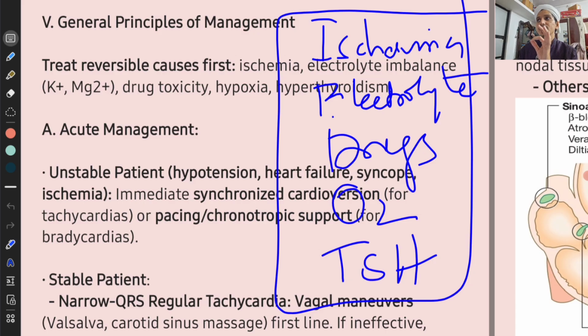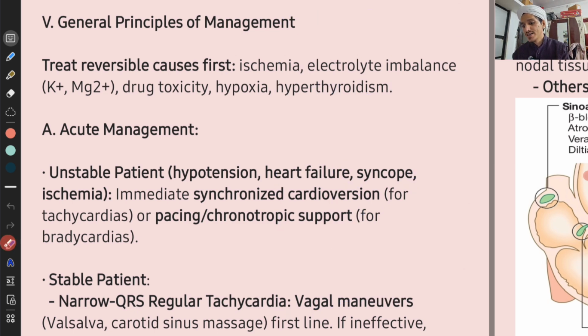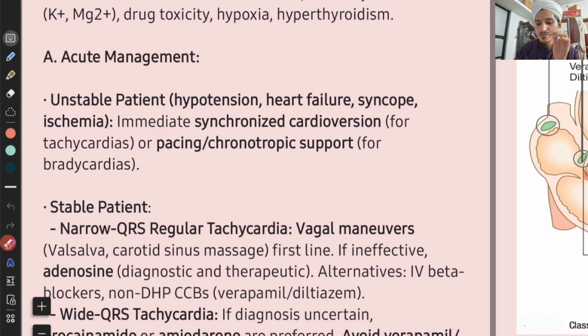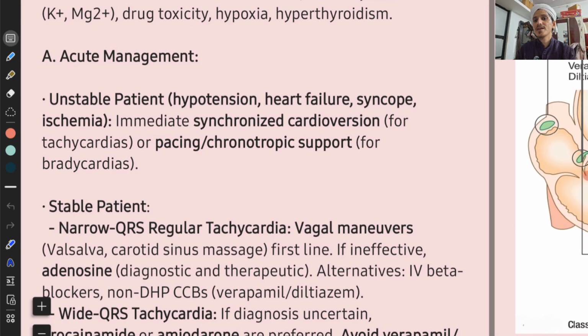Ischemia, electrolytes, drugs, oxygen, and TSH. Then what is the acute management? Remember, any complex, whether it is SVT or VT, if they are unstable, DC cardioversion. If they are stable, then only you will give drugs, pharmacotherapy. If they are unstable, electrical therapy.